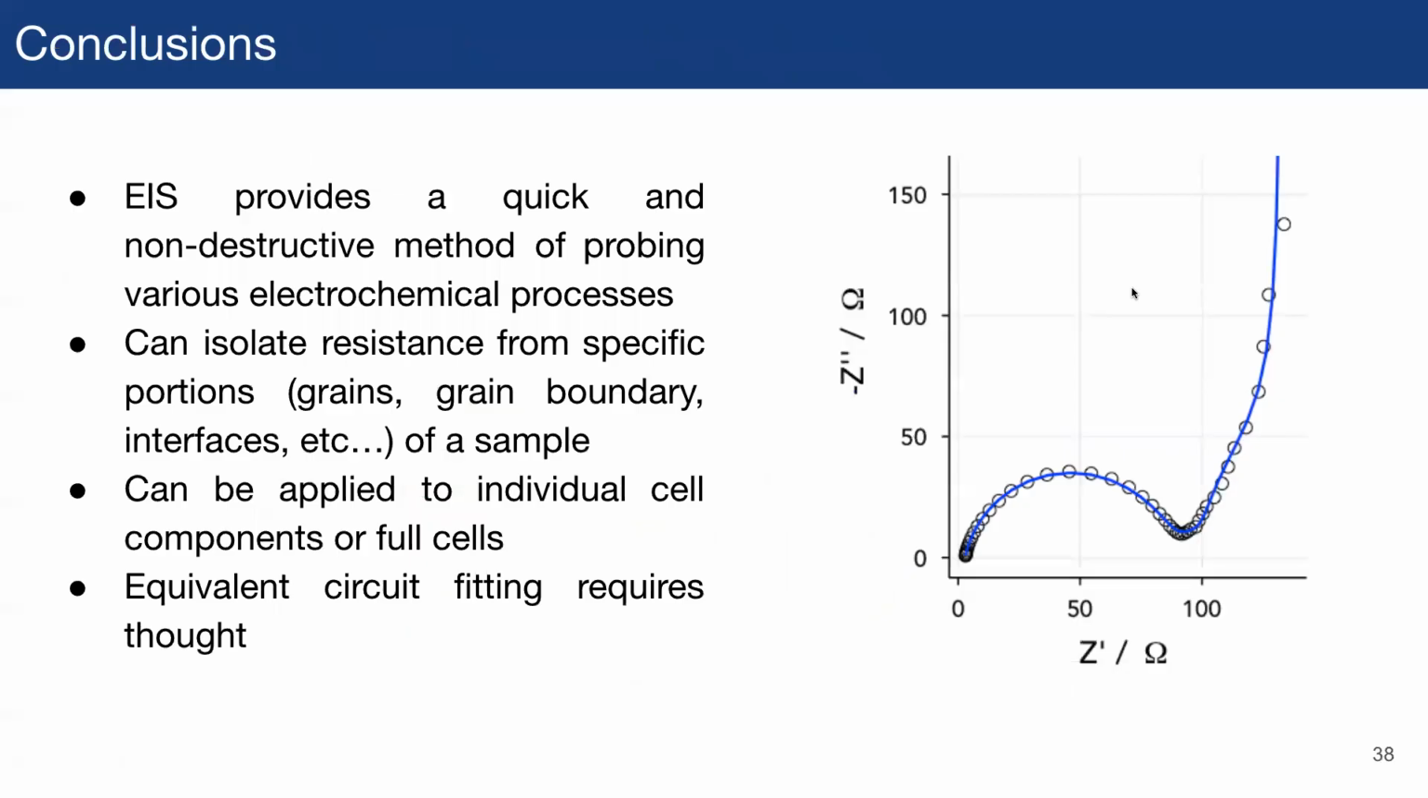So overall, I just want to summarize a few key points. EIS is a really quick and non-destructive method of probing all these different electrochemical processes and conduction processes. What's really nice is you can isolate resistances from different portions of your system. And past that, you can apply it to a lot of different sample geometries. With that said, you have to be careful about your equivalent circuit fitting, and you need to be very reflective about that process.